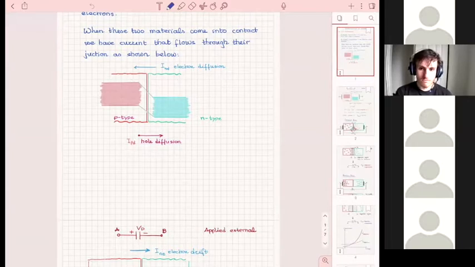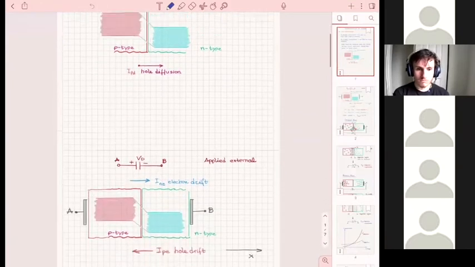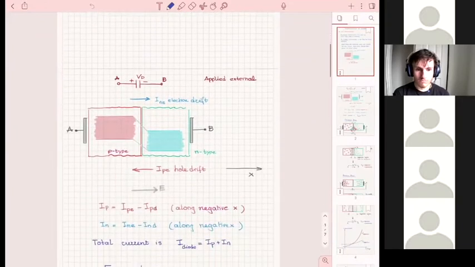So naturally, because there is a difference in the energy levels between the P type and the N type, there is going to be a diffusion from both sides into the other. And if you now apply a voltage to this, depending of course on the direction of the electric field, the electrons are going to follow the direction of the field. So there's going to be a drift current that forces the electrons to go from positive to negative, obviously, and the holes to go in the opposite direction. And then there's going to be a hole drift current.